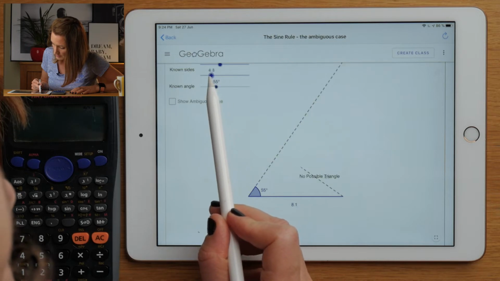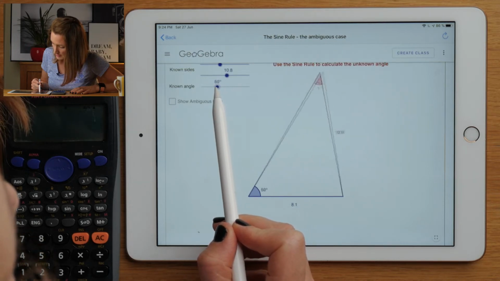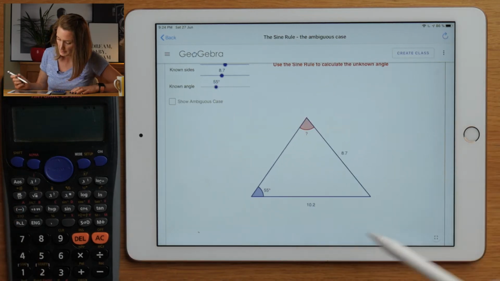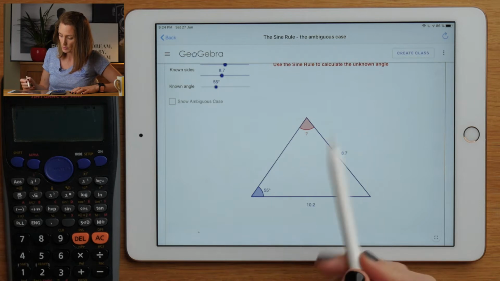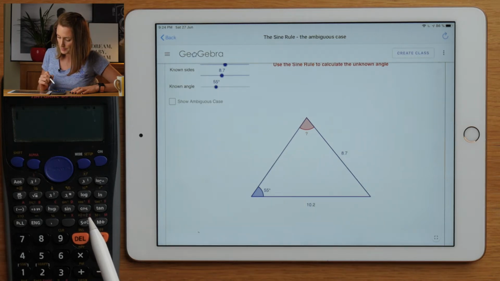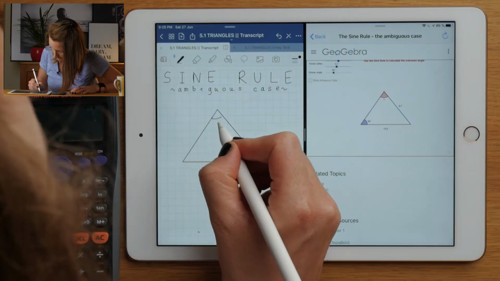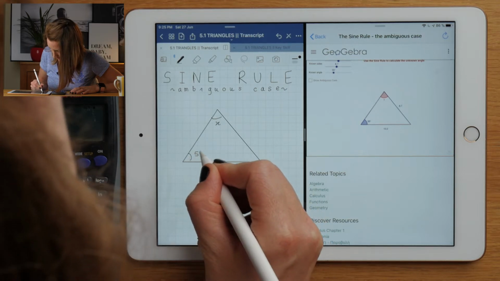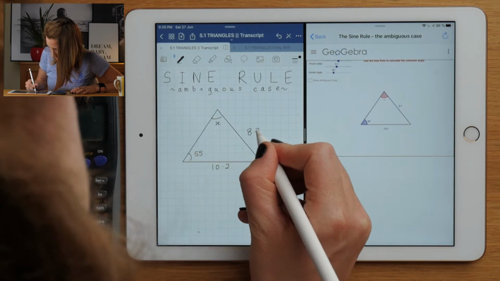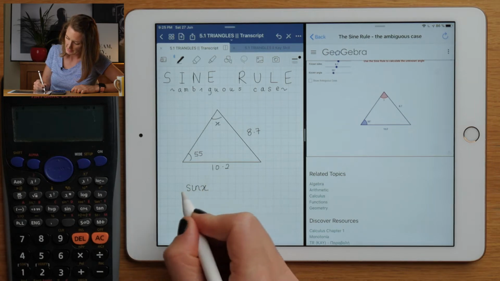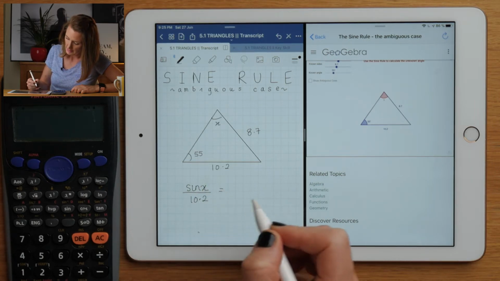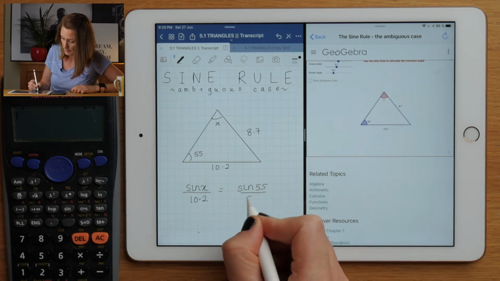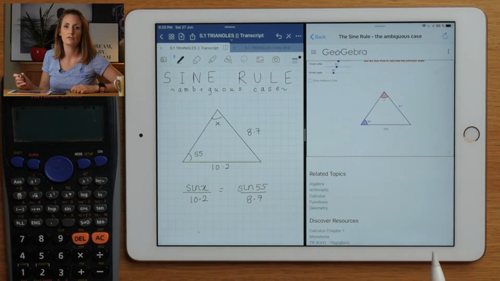So you can move them around and see what this is going to look like for different versions of the triangle. What we need to think about here is we don't know what this side is. We're going to set up the sine rule like this. So we can call this x, this is 10.2. This is 55, and this is 8.7. So we would have sine x divided by 10.2, that would be its partner, is equal to sine 55 divided by 8.7.